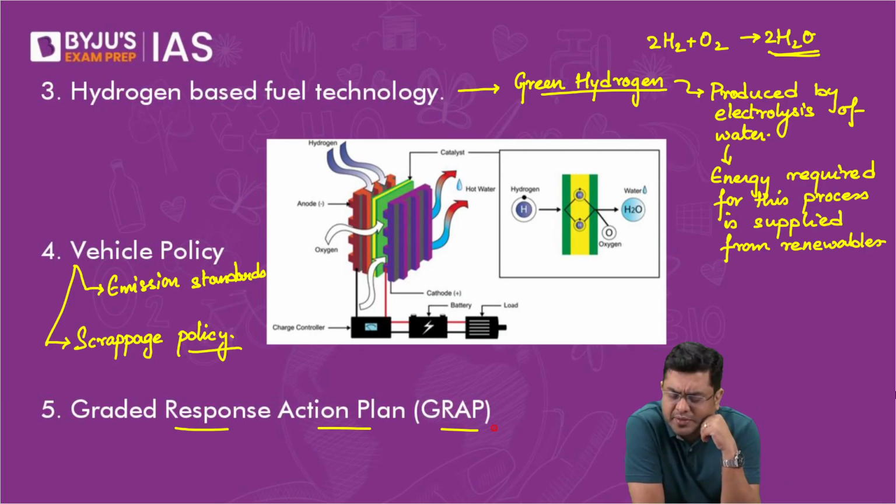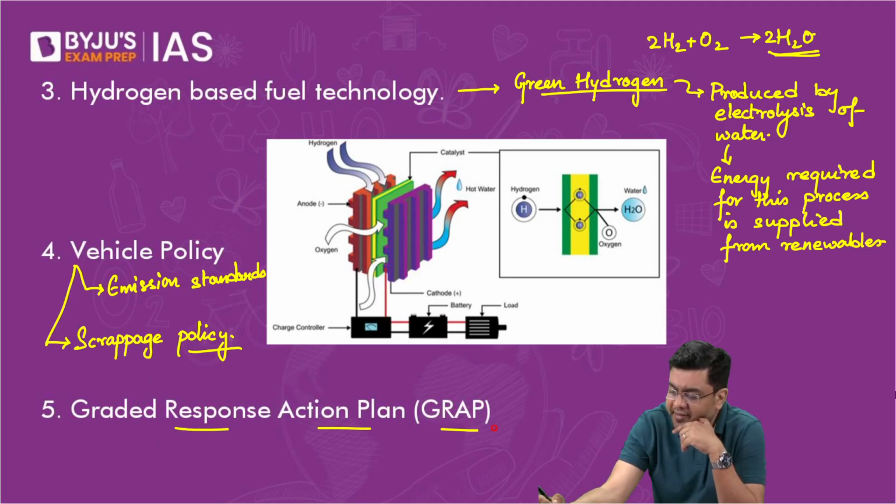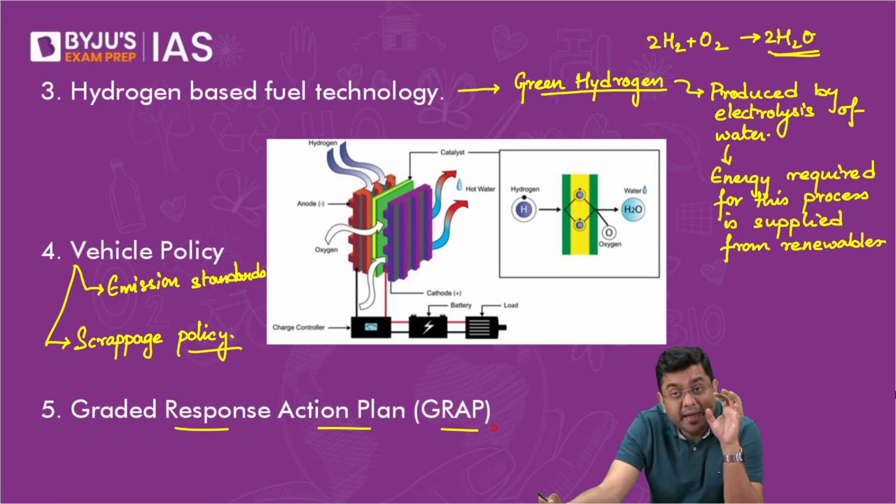Hydrogen-based fuel technology you will study in further detail, Sarita, in the portion of science and tech. Here I have just told you about green hydrogen. Just like that, you have gray hydrogen, black hydrogen, blue hydrogen, different types of hydrogen, which you will study in detail in science and tech. Don't worry. And why does the government provide MSP on those crops which are unsustainable? Because they are unsustainable in Punjab.